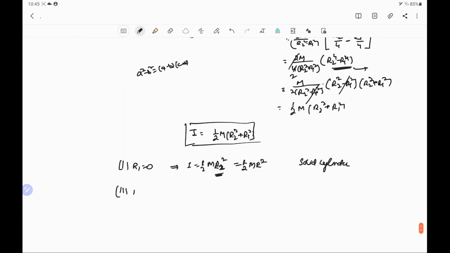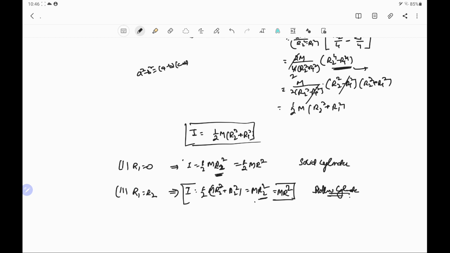Second case, when R1 equal to R2, that means the inner portion is entirely empty. In that case, I will be equal to half of M, R2 square plus R2 square, that is equal to M R2 square. And because again only one radius is there, we can write it is MR square. This is for a hollow cylinder. So in this way, we have derived the moment of inertia of a solid cylinder, hollow cylinder, and the annular cylinder.